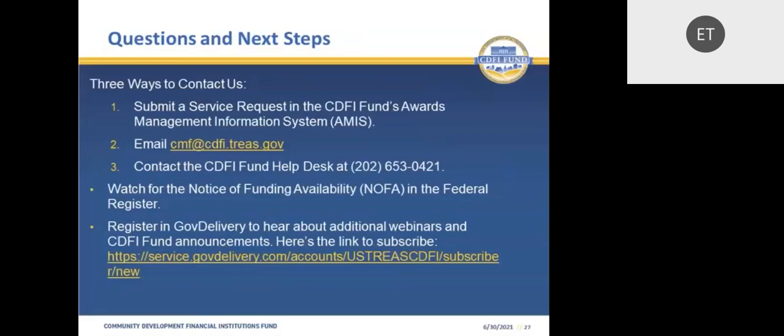Okay, so last but not least, if you guys have any questions for us, and I'm sure you will, either now or during the application process, there are 3 ways that you can reach us. The first way is through a service request that you submit in AMOS, the Awards Management Information System, and this is the preferred method. The second method is emailing us, cmf@cdfi.treas.gov. And the third way is to call the CDFI Fund Help Desk at 202-653-0421 and then select the option for CMF. The first 2 options are preferred. We will usually respond faster if you submit a service request or if you email us.